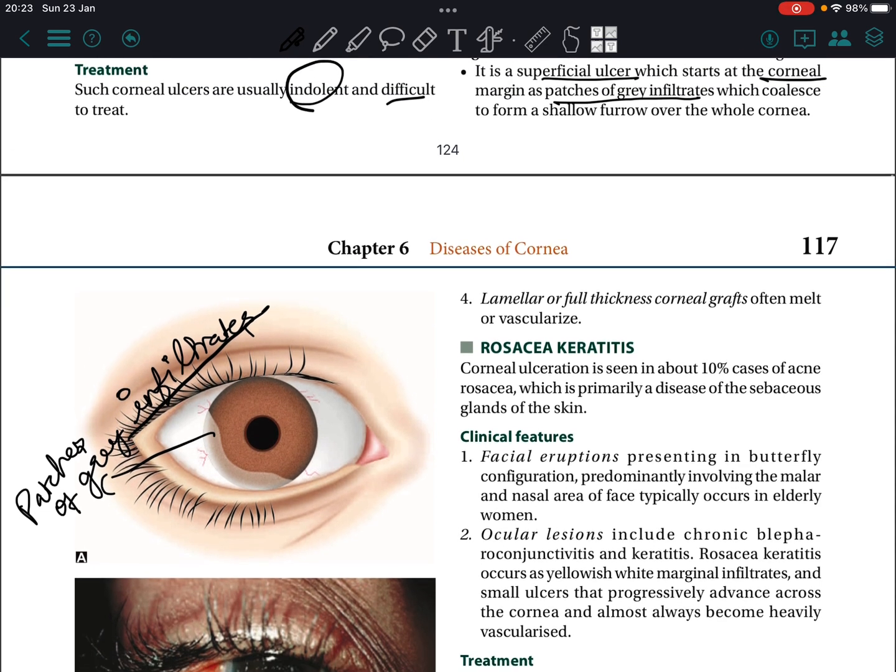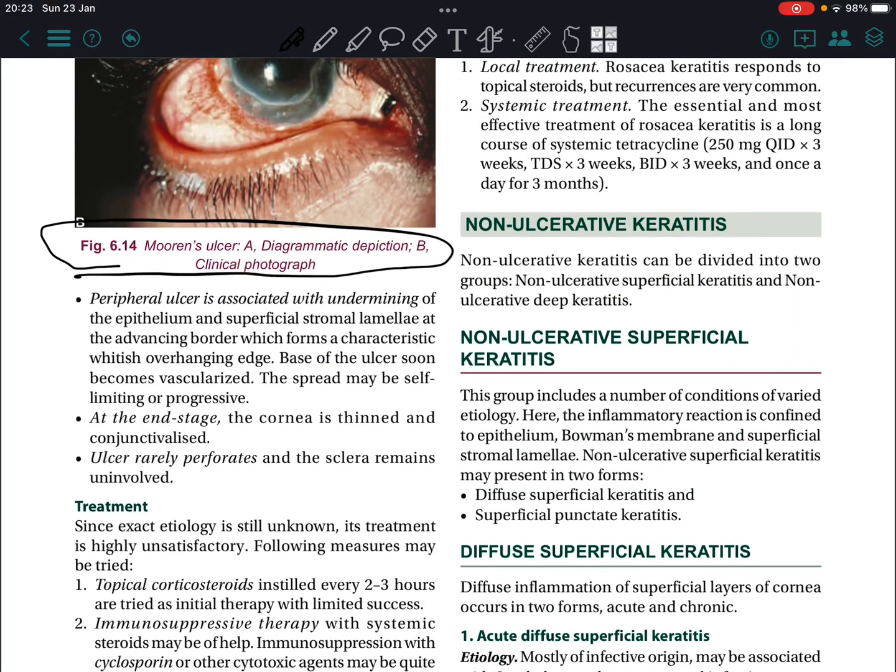Which calls to form a shallow furrow over the whole cornea. Peripheral ulcer is also associated with the undermining of the epithelium and superficial stroma lamellae at the advanced border, which forms a characteristic whitish overhanging edge. The base of the ulcer soon becomes vascularized. Spread may be self-limiting or progressive.